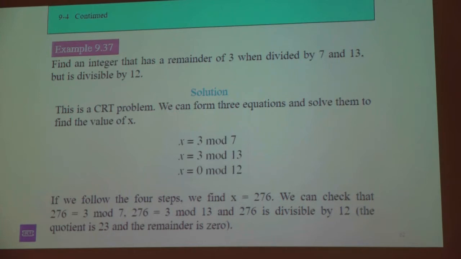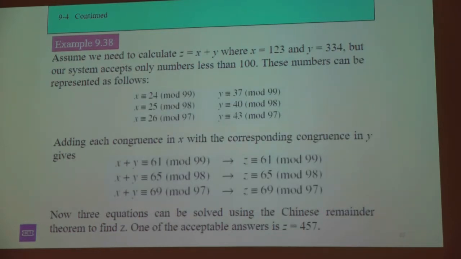Alright, so in here, find the integer that has the remainder of 3 when divided by 7 and 13, and is divisible by 12. That means the remainder is how much? 0. So you build the 3 equations, and you have to solve them. You follow the steps, and you solve the problem.